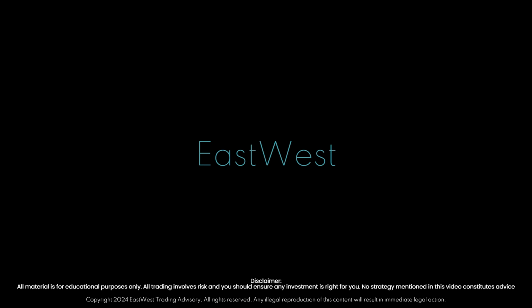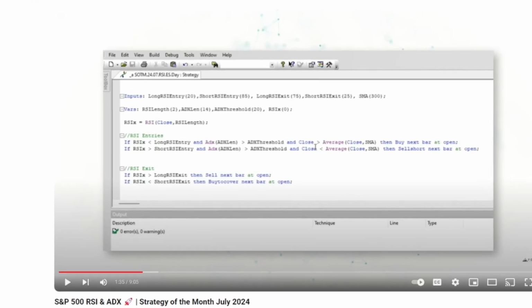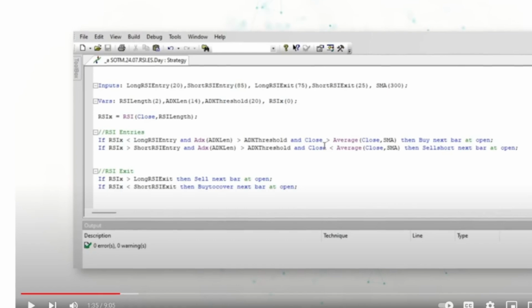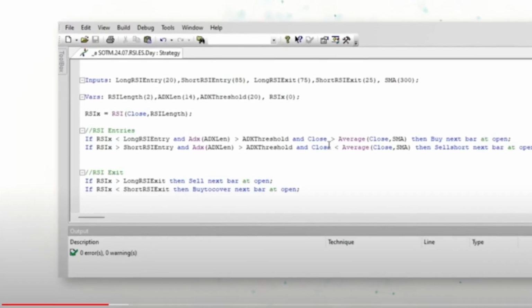Ben here, East West. Today we're going to examine a strategy with a very high win rate, and we're also going to look at potential problems that a trader may have to endure when they're trading strategies with particularly high win rates. So this strategy was recently released by Peak Trading Research, who I'm not affiliated with. It was for the S&P 500 on a daily basis using the RSI and the ADX.